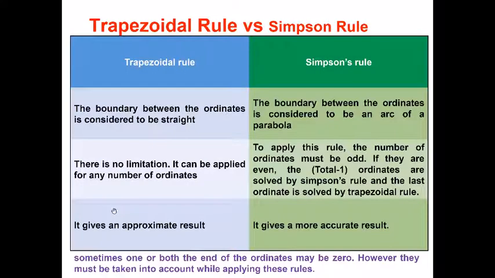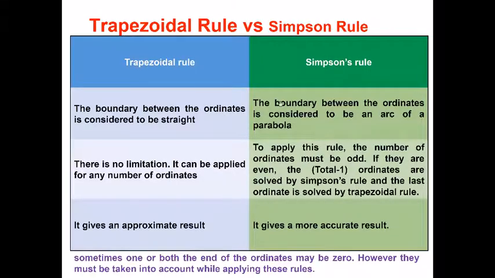So what is the difference between trapezoidal rule and Simpson's rule? In trapezoidal rule, the boundary between the ordinates is considered to be straight, and that makes each strip a trapezoid. Whereas in Simpson's rule, the boundary between the ordinates is considered to be an arc of a parabola. Hence, the derivation has those constants.